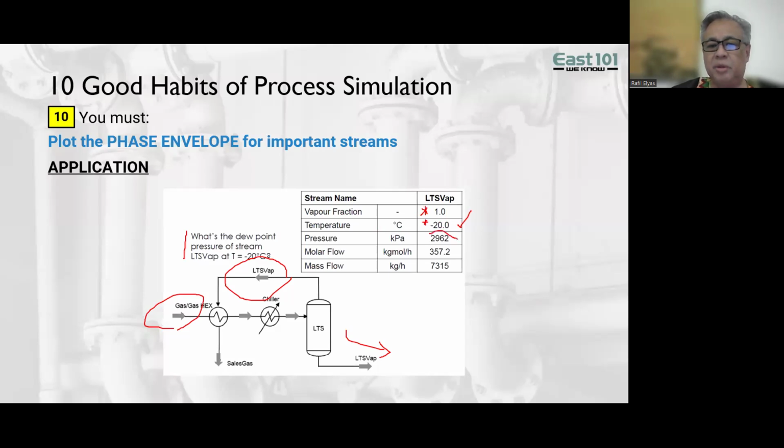And you will get your dew point. So according to this, it's about 29 bar. Yeah, 2,962 kilopascals. So it gives you a number. And what I'm going to do now is, okay, that's interesting, but let me plot the phase envelope and see what this looks like.